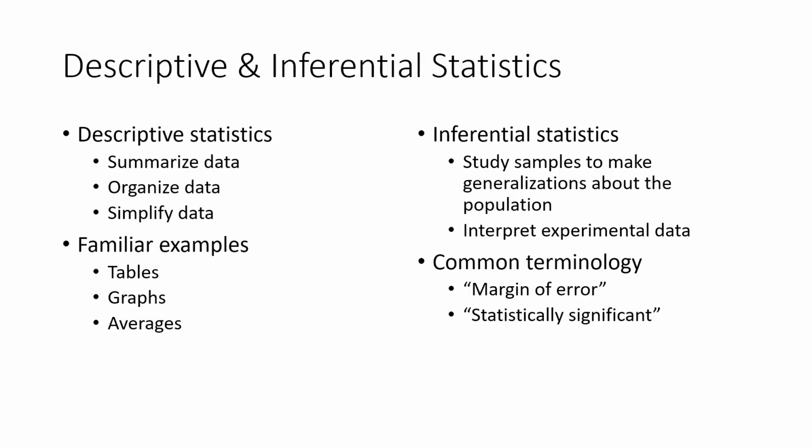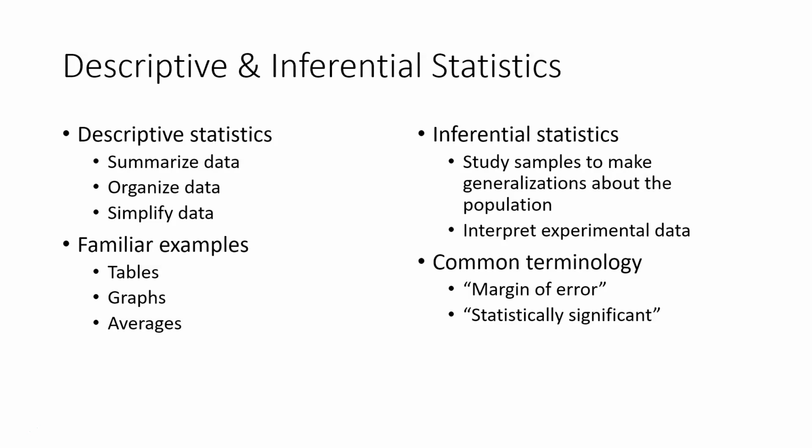Now remember, earlier I hinted that there were a couple of different kinds of statistics. Here's where I define the terms descriptive and inferential. Descriptive statistics summarize data, they organize data, simplify data. You are probably already familiar with these kinds of statistics. If you have lived more than a minute and a half in your life, you have probably seen tables, graphs, and averages.